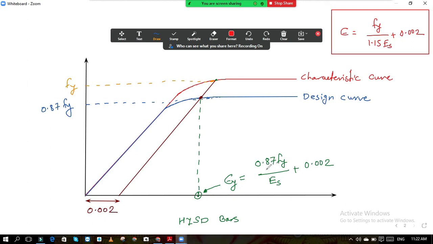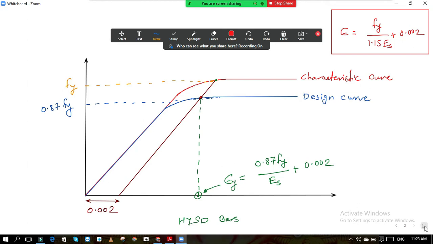0.87 Fy, 0.87 means 1 divided by 1.15, it is nothing but 0.87. So this formula which I have written in red ink and in green ink, both are the same. At any point you can calculate the strain by using this formula, where there is a change of direction. So this is the case of HYSD bars.